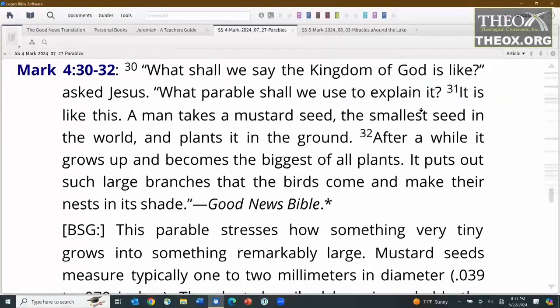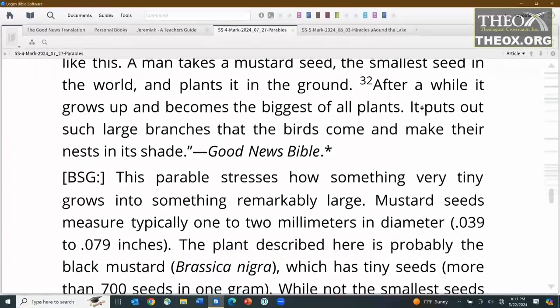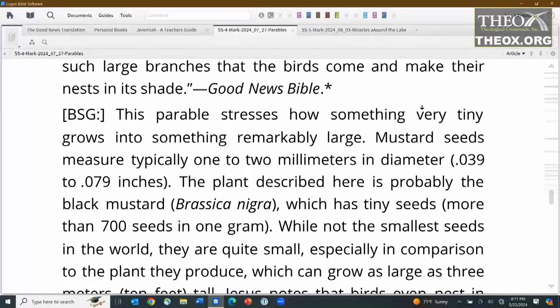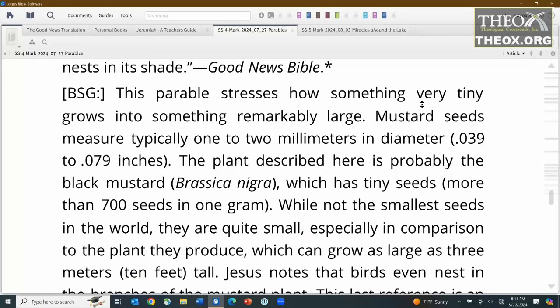Okay. So this parable stresses how something very tiny grows into something remarkably large. And we've talked about this before, especially in the context of Ephesians 4, where it talks about growth. And I've asked this question, I will ask it again. What is the most important characteristic of a child? Capacity to grow. The capacity to grow, physically, mentally, spiritually, socially. Capacity to grow, yeah, exactly.